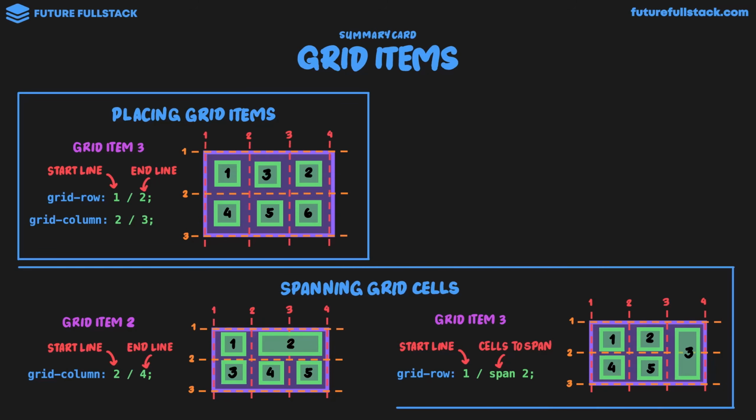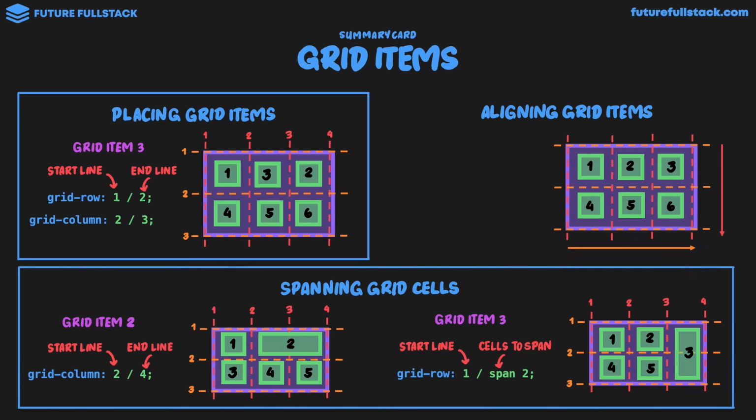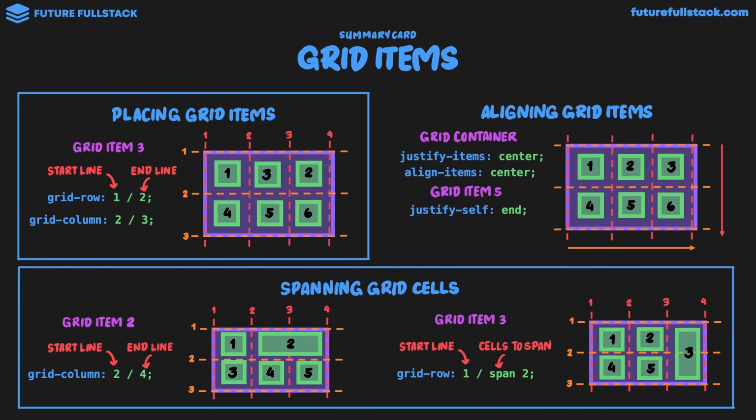The last concept we looked at was aligning grid items, where we saw we could override the alignment of specific grid items. In this case, our grid container has justify items and align items set to center. On grid item 5, we can set the justify self property to end, which will position grid item 5 along the row axis. So it's going to move grid item 5 to the end of the grid cell along the row axis. We can use the align self property to position the grid item along the column axis. In this case, grid item 5 will be positioned at the start of the grid cell along the column axis.